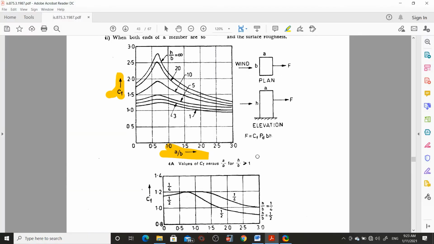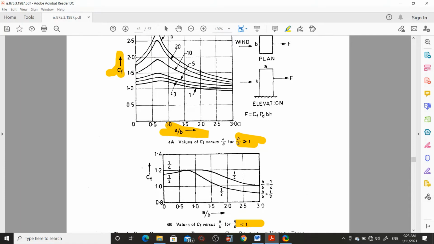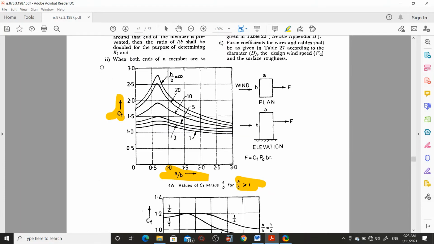So h by b is 1. Here you can say h by b is greater than or equal to 1, or h by b is less than 1. We have h by b greater than or equal to 1, so we have to follow this chart.